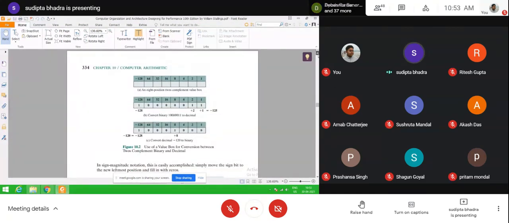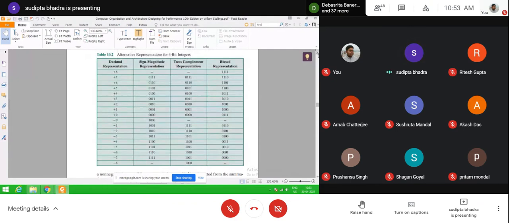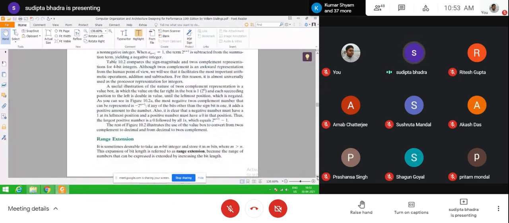So for today that's all. Next class we are going to see the biased representation as well as the range extension and the actual arithmetic operation.